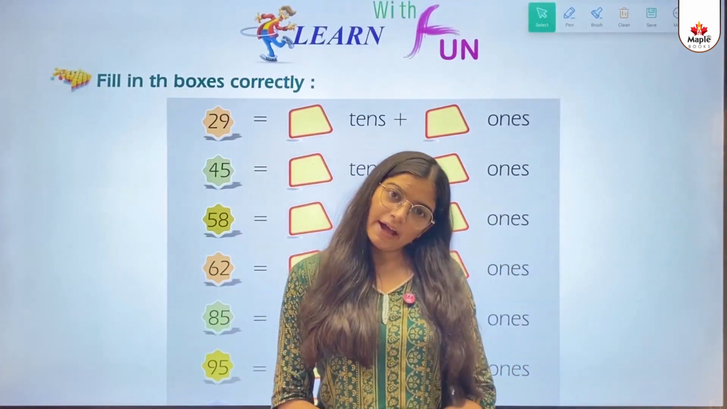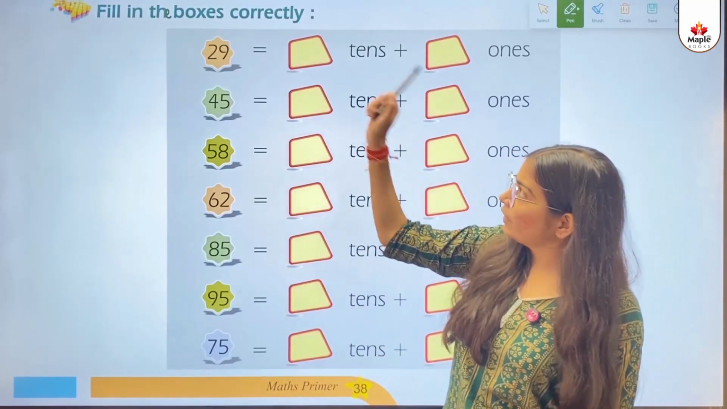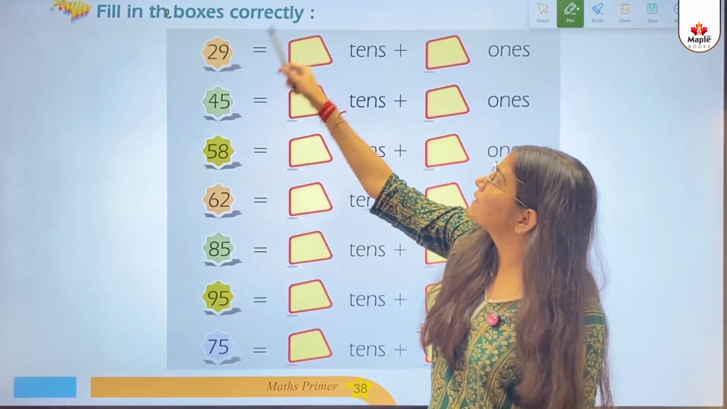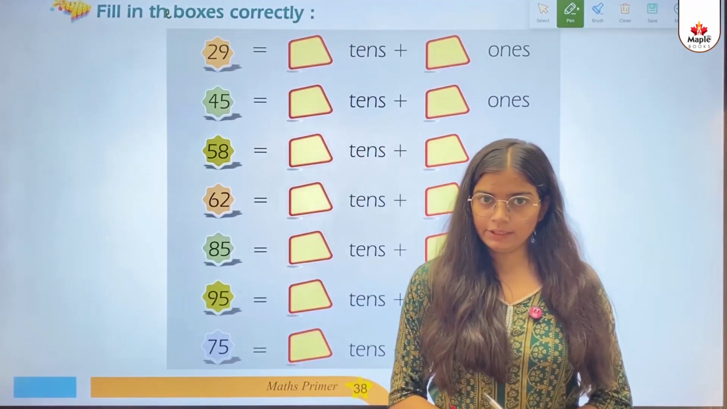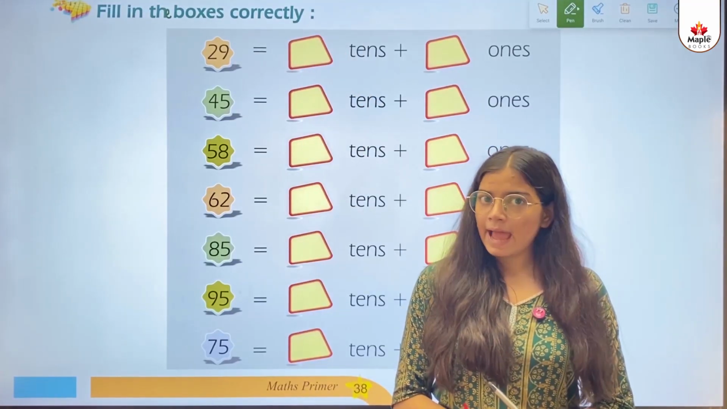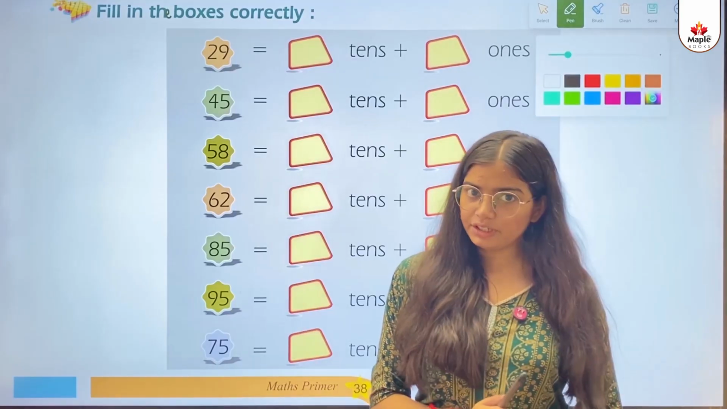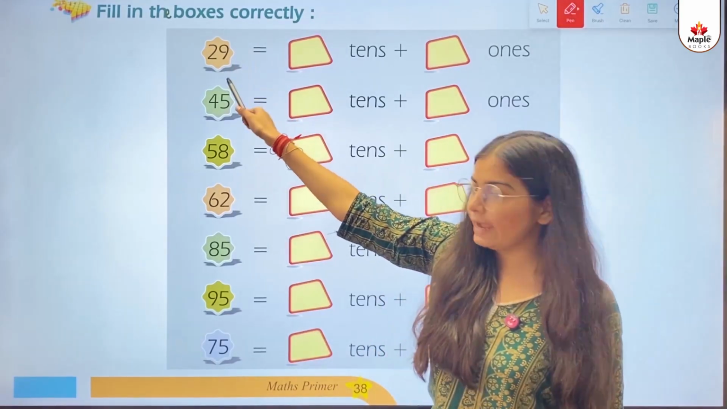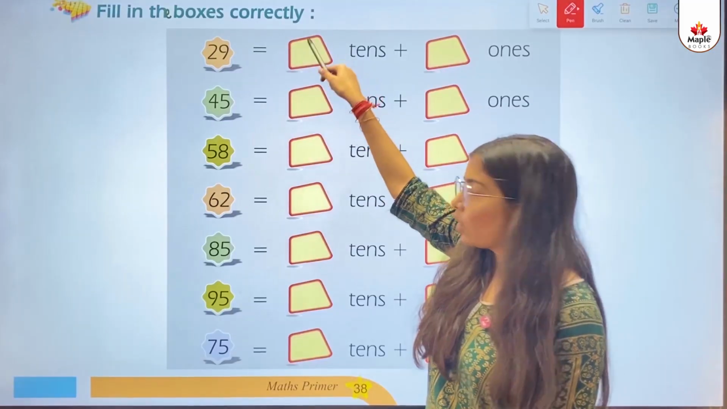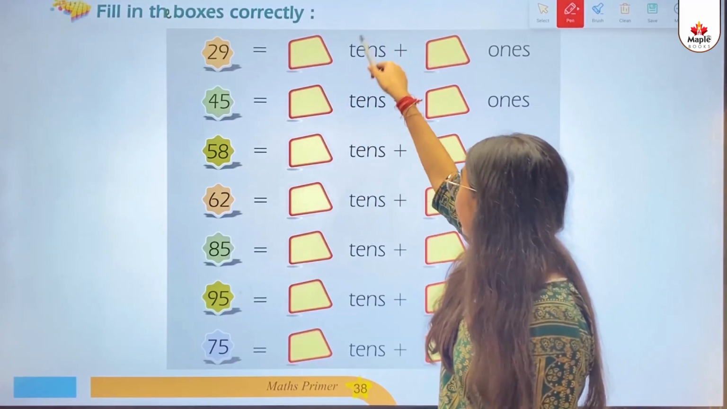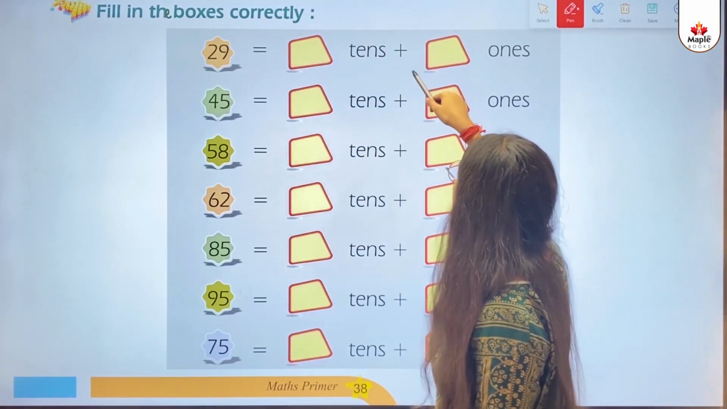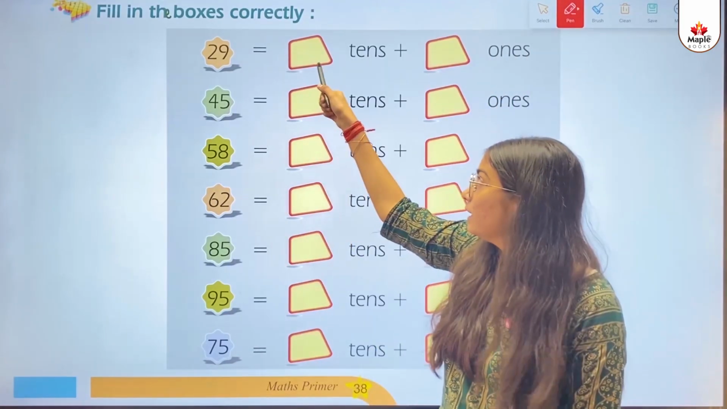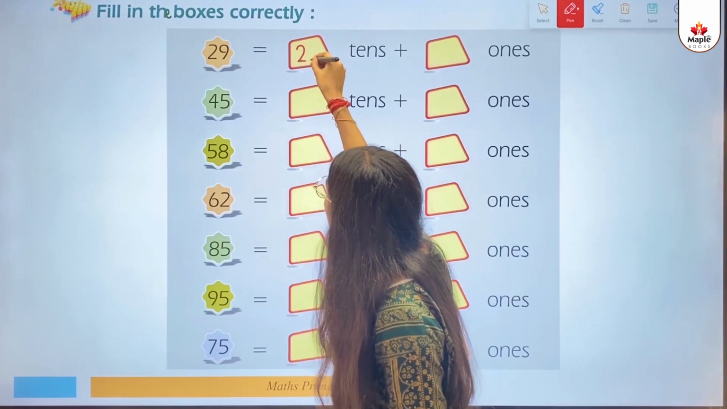Learn with fun. So kids, in the given question, we need to fill in the boxes correctly. We need to fill the given blank boxes. Let's just do it together. 29, blank boxes here, tens, then plus, blank boxes here, ones. So, what will we write here? 2.